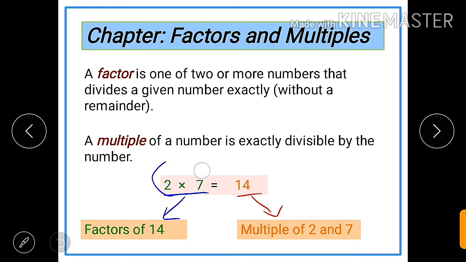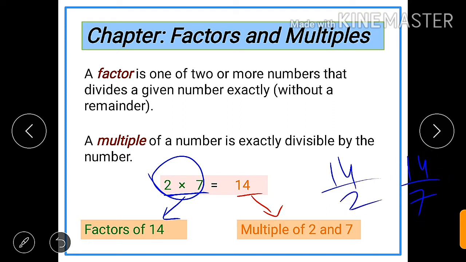Why are 2 and 7 the factors? Because 2 can divide 14 exactly, or you can say if 2 divides 14 then the remainder will be 0. Again, if we divide 14 by 7, or you can say if 7 divides 14, then also you will get 0 remainder. That means in both cases we will get a 0 remainder, or here 14 will be exactly divisible by 2 and 7. Therefore 2 and 7 are the factors of 14.